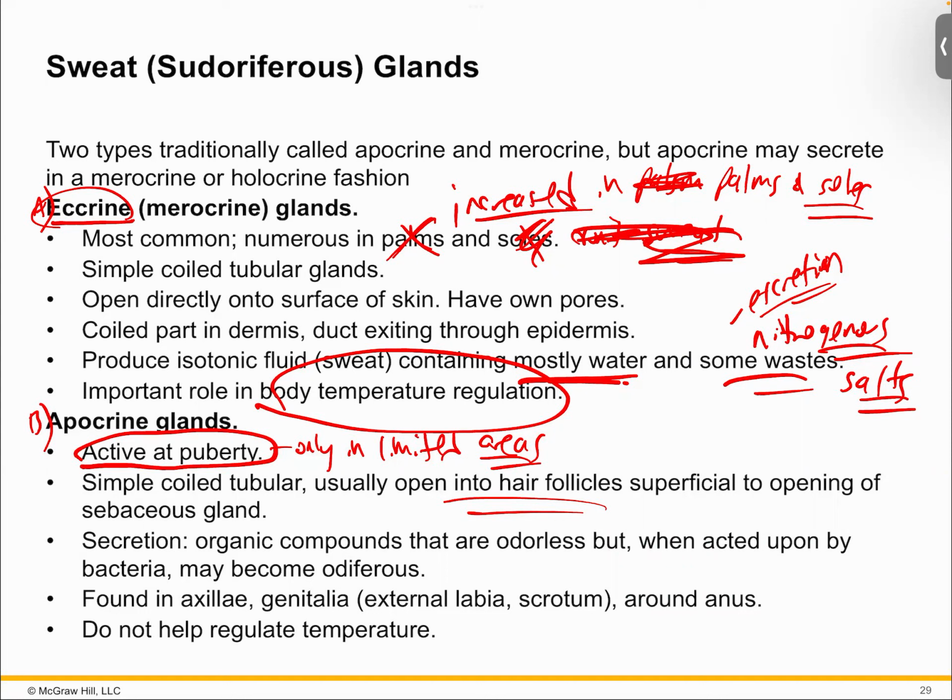Now, what's coming out of the apocrine glands is not the same as the eccrine glands, where it's mostly water and some nitrogenous waste and things like that. What's coming out of here is organic compounds. What does that mean? That means carbon-containing compounds, not like organically grown. But these are carbon-containing compounds. And for the most part, they don't have any color or odor to them. However, bacteria that hang out in this area will metabolize these compounds and create smelly byproducts.